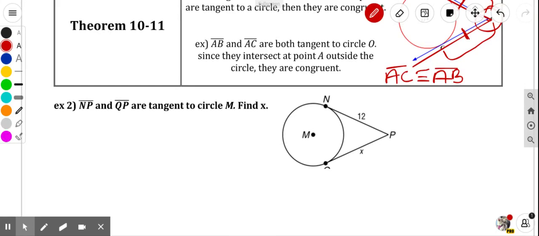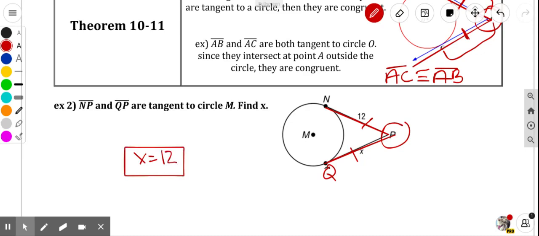Again, see how with these two tangent lines, this was supposed to be a Q, it got cut off. We have NP and QP are both tangents, and they intersect at P. So that just makes these equal. So X is just 12. Okay, so that's that theorem.